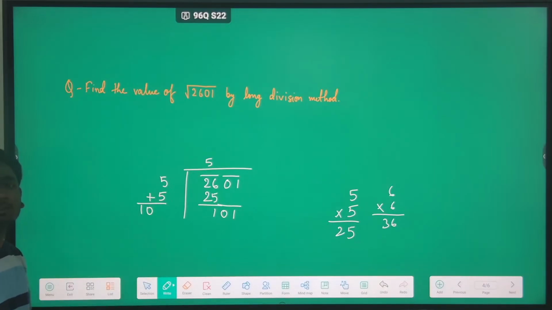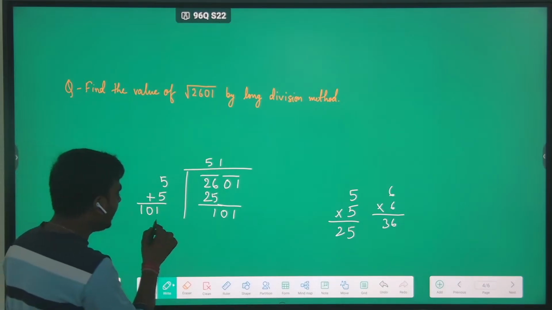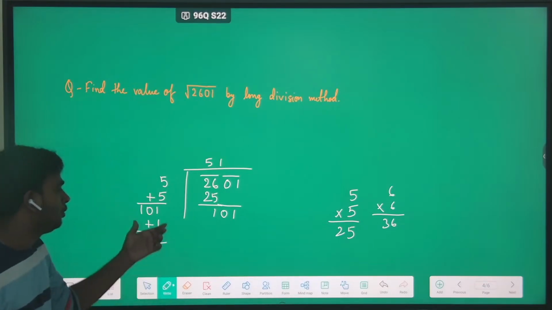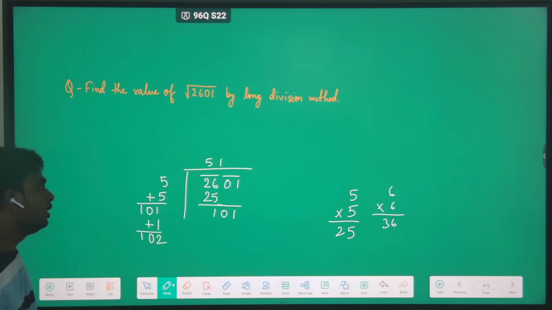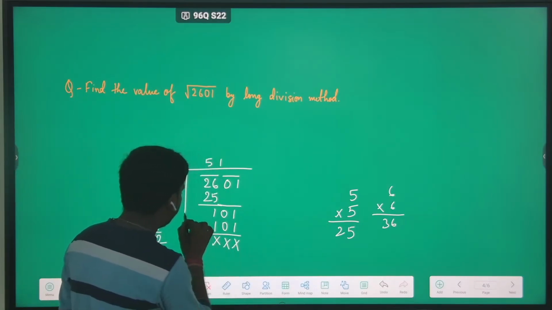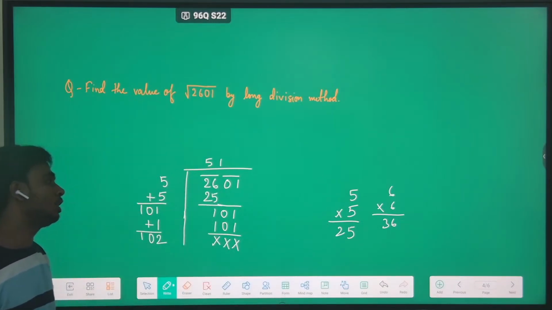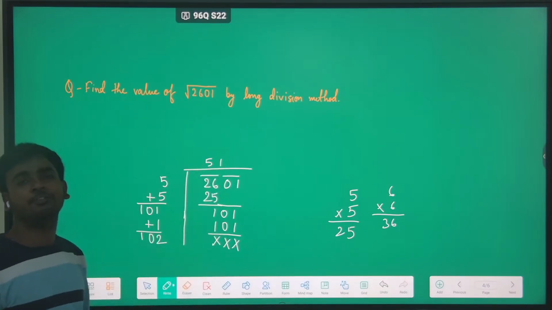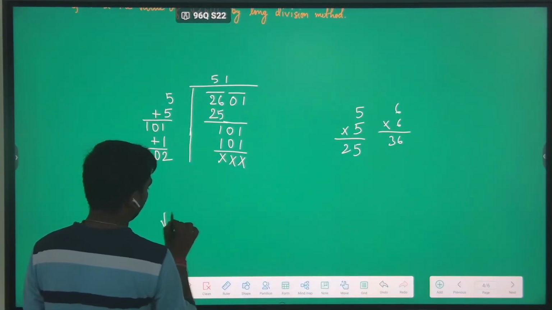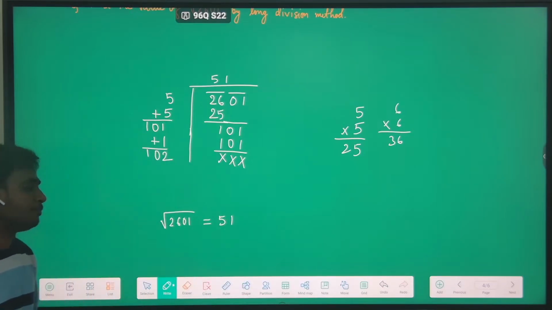How can we get 101 from 10? By multiplying 1 here and here. So if we write 1 plus 1, we will get 102. 101 plus 1 is 102 and 101 into 1 is 101. So it is completely solved and the value of the square root of 2601 is 51.